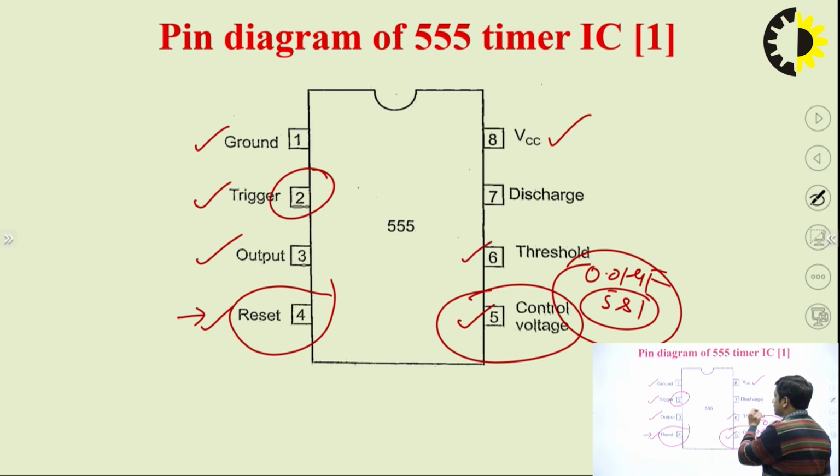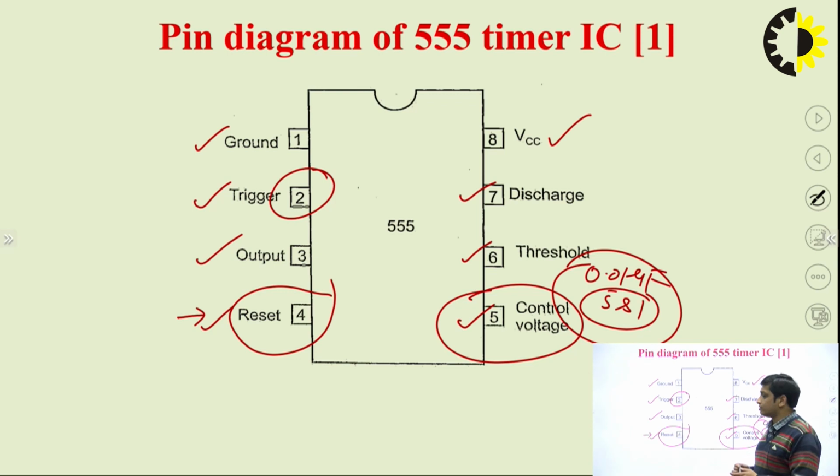Pin number 6 is connected to the non-inverting terminal of the upper comparator. The 555 timer contains 2 comparators, an upper comparator and a lower comparator. Pin number 7 is connected internally to the collector of the NPN transistor, as you will see, and pin number 8 is the supply voltage. So this is the pin description of the 555 timer IC.